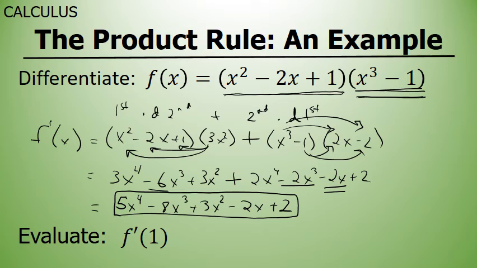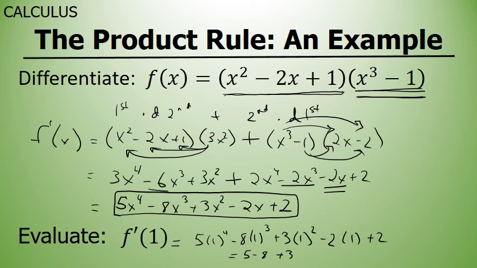Evaluating this derivative at x equals 1 yields 5 times 1 to the fourth power minus 8 times 1 to the third power plus 3 times 1 to the second power minus 2 times 1 plus 2, which is equal to 5 minus 8 plus 3 minus 2 plus 2.